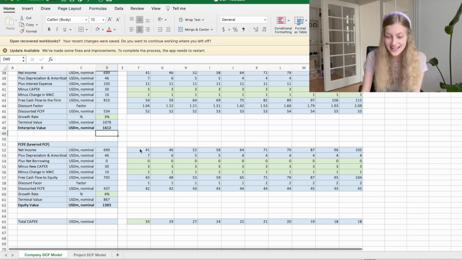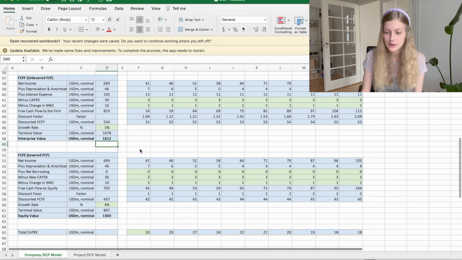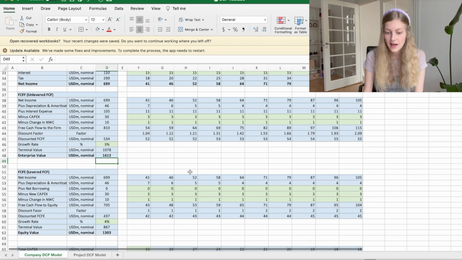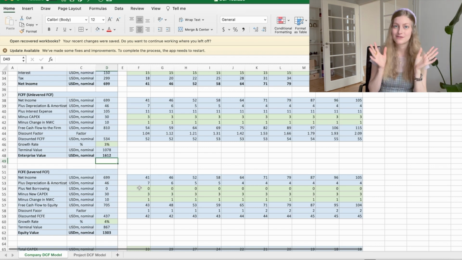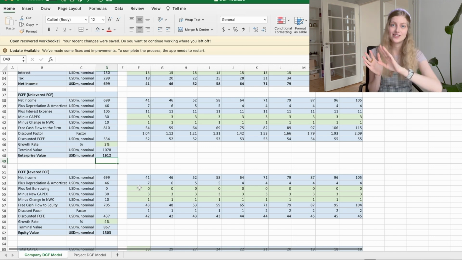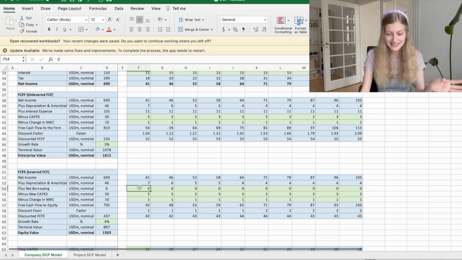And so again, we start with net income to make it simple. So same line as up here. Then we again add back depreciation and amortization because that is a non-cash expense. Then, something new here, we add back net borrowing. So that is the amount of debt that you took out minus the amount of debt that you repaid, because the free cash flow that we're trying to get to here is only for the equity investors and not the debt investors. And then the next thing we do is we again subtract the new CAPEX.